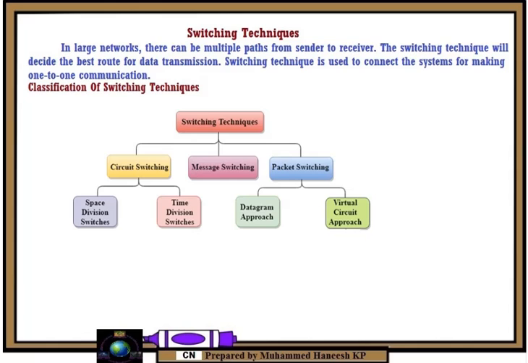There are three types of switching techniques: circuit switching, message switching, and packet switching. In circuit switching, we have space division switches, time division switches, and in packet switching, we have datagram approach and virtual circuit approach. Coming to the details, the definition of switching techniques is the method of establishment of connection between source and destination.